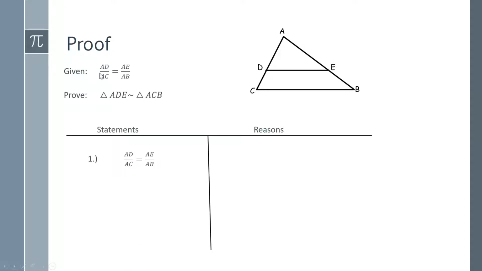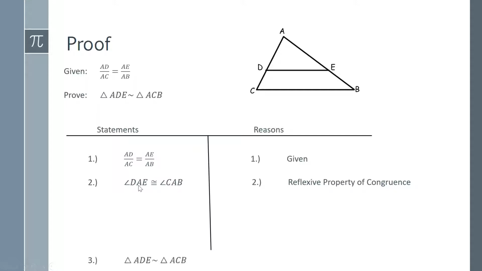First statement is the given: AD over AC equals AE over AB. That's given. So that's our proportional sides. We know that DAE, which is this triangle angle, is congruent to CAB. And you notice I use the letters from the triangles. I could have just said angle A is congruent to angle A. Bottom line, that's the reflexive property of congruence. So I have my sides are proportional and the angle in between those two sides is congruent. So that's enough to tell me that the triangles are similar by side angle side theorem.